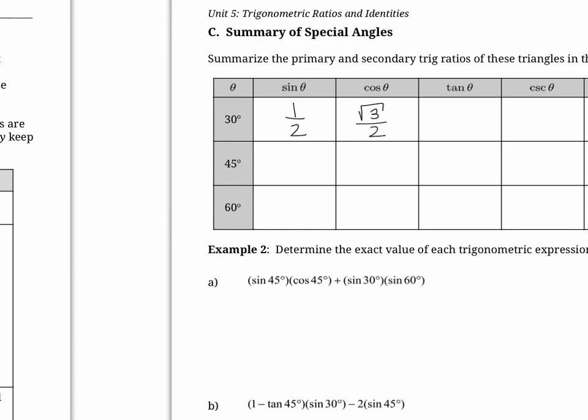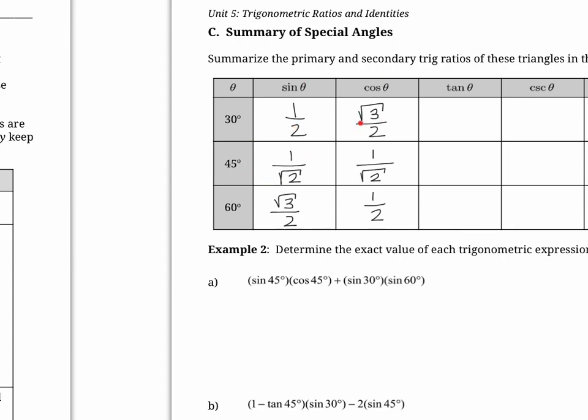The sine of 45 worked out to be 1 over root 2, and the cos was exactly the same because adjacent and opposite were the same. And then the sine of 60 was root 3 over 2, and the cos of 60 was 1/2. So really, we just need to memorize 3 values: half, root 3 over 2, and 1 over root 2.